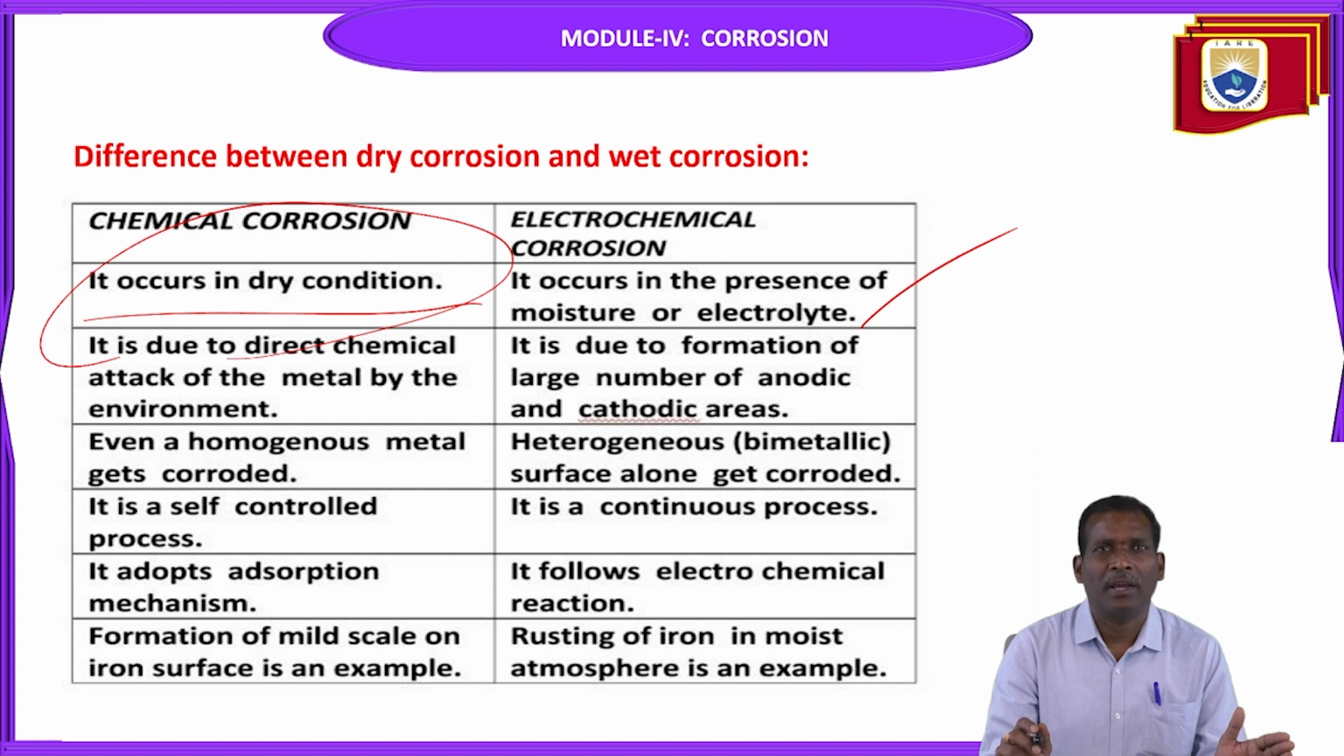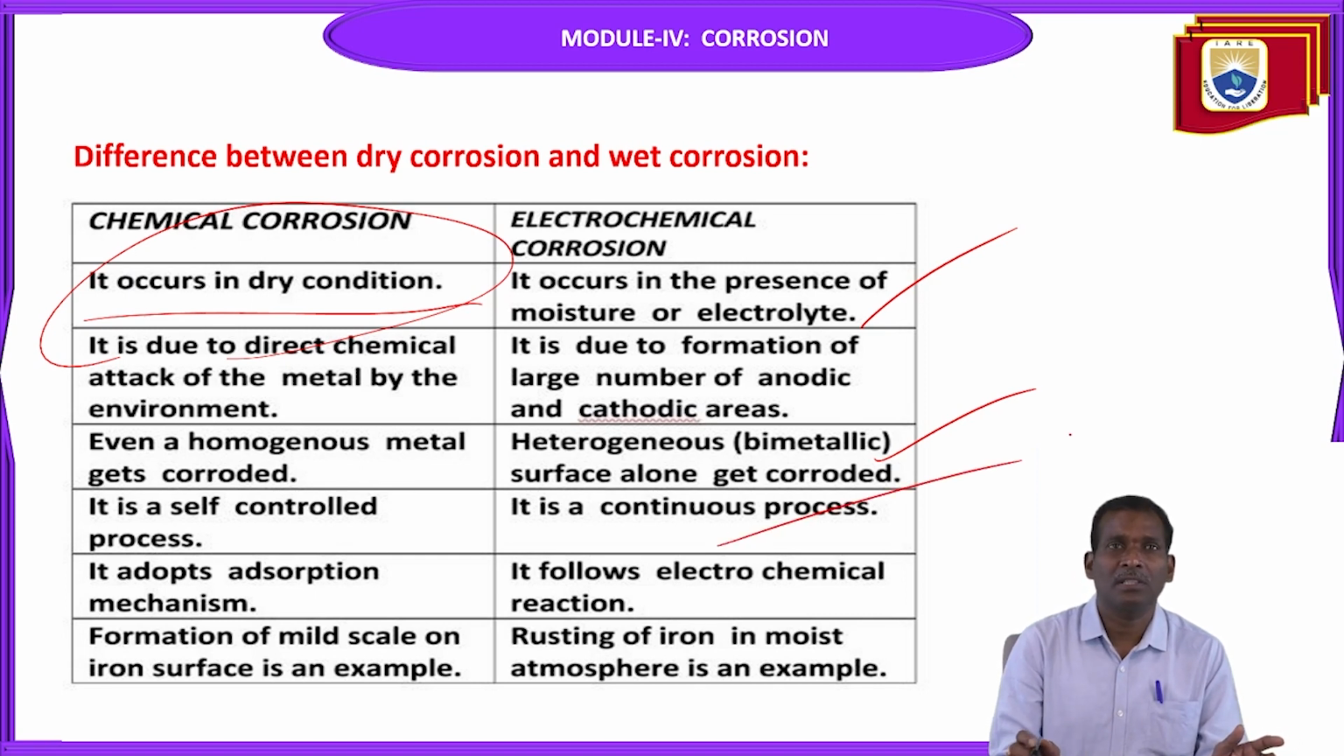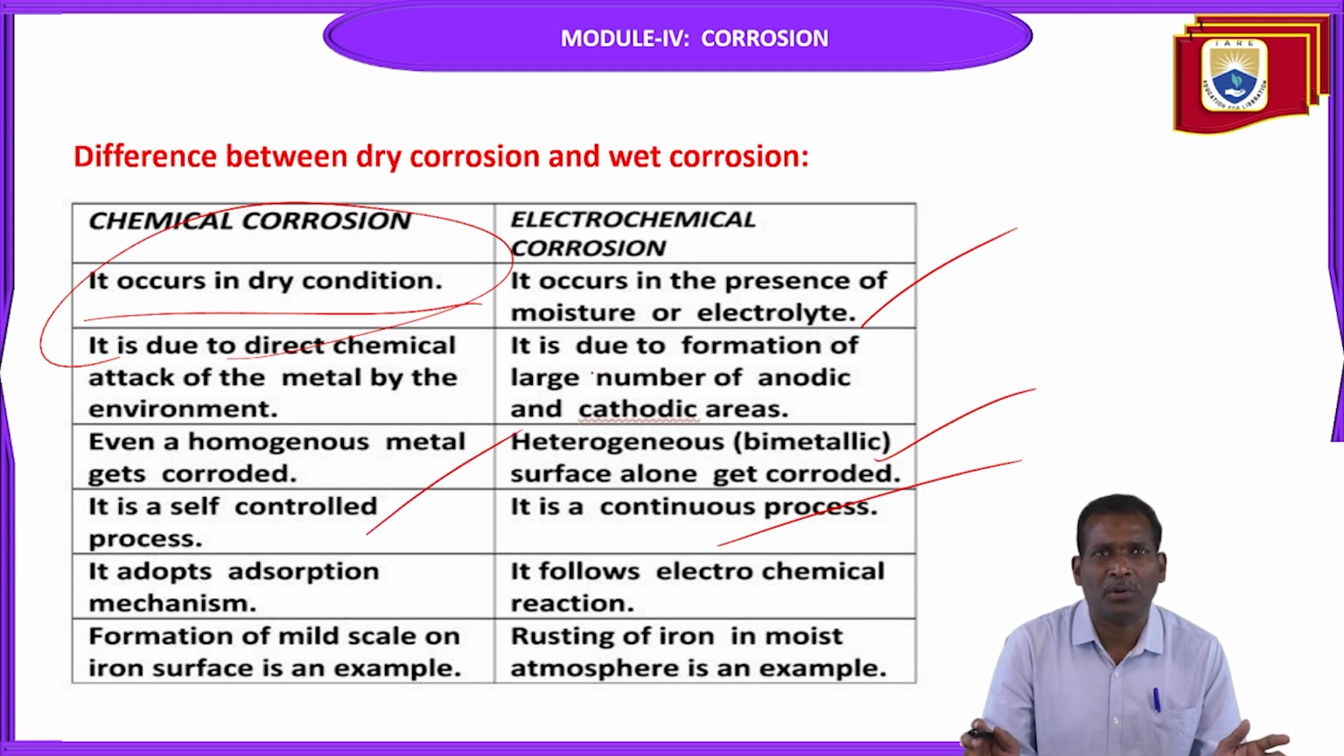Dry corrosion happens due to the direct chemical attack of the metal by the environment. Some gases attack directly with the metal. Even a homogeneous metal gets corroded in dry corrosion. But in wet corrosion, homogeneous metals are not corroded; only heterogeneous bimetallic surfaces get corroded. Dry corrosion is a self-controlled process, while wet corrosion is a continuous process.